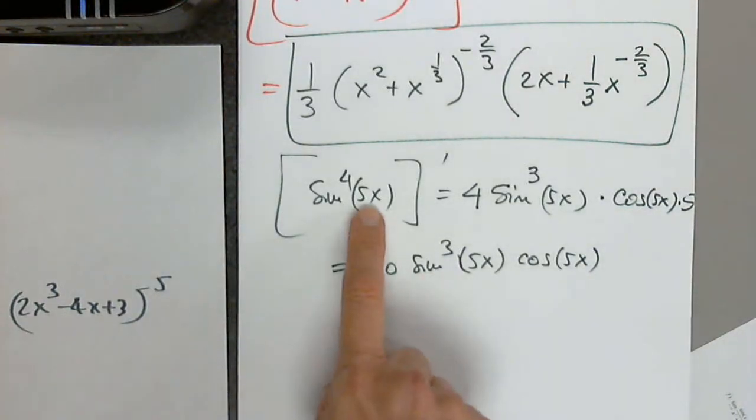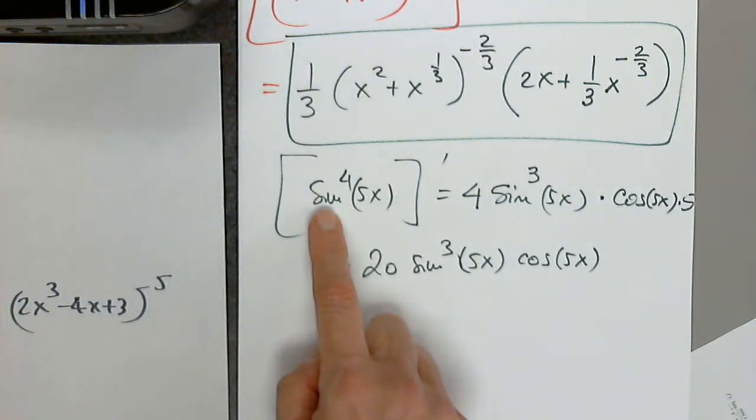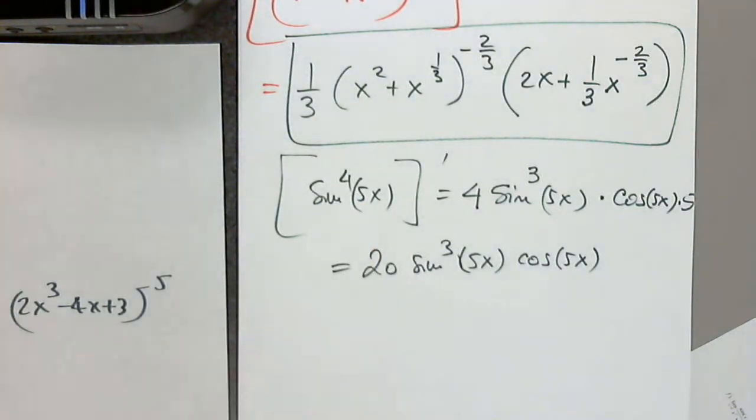When I differentiate, I go backwards. When I evaluate, I perform 5x, then I apply sine, and then I finish with the 4th power. When I differentiate, I go backwards. I start with the 4th power, I continue with sine, and I end with 5x.